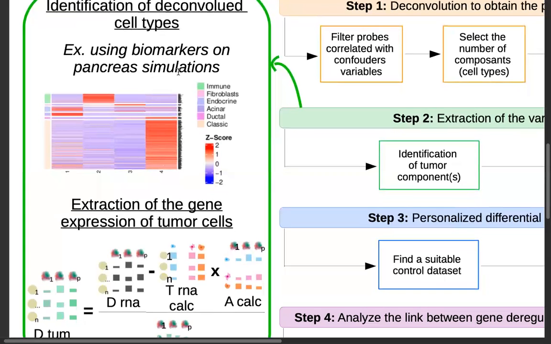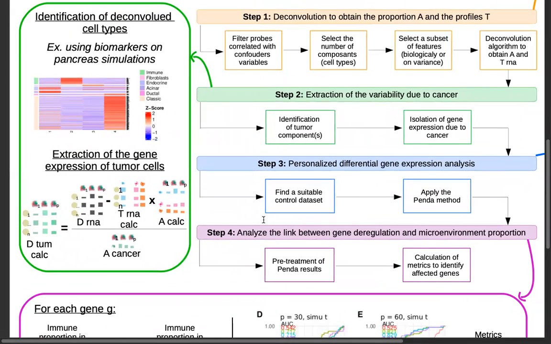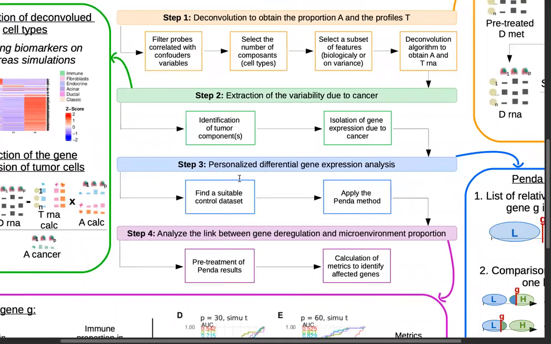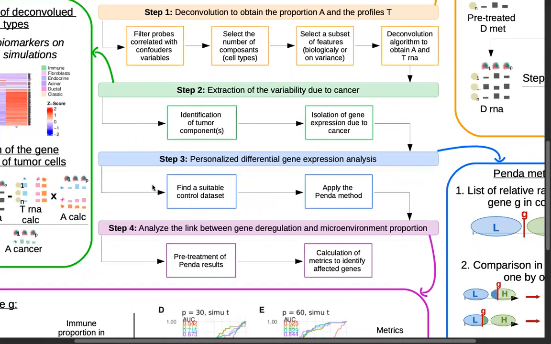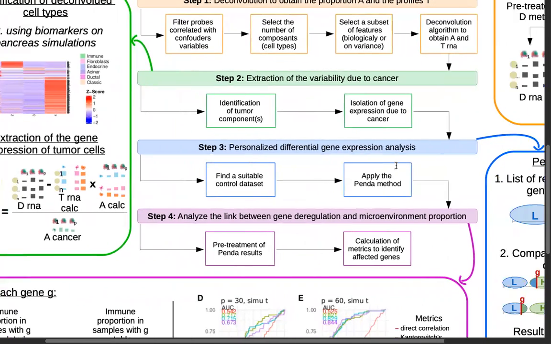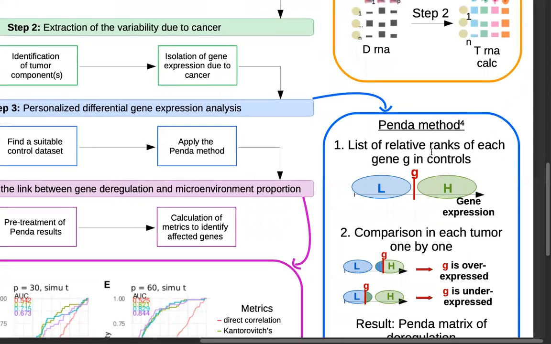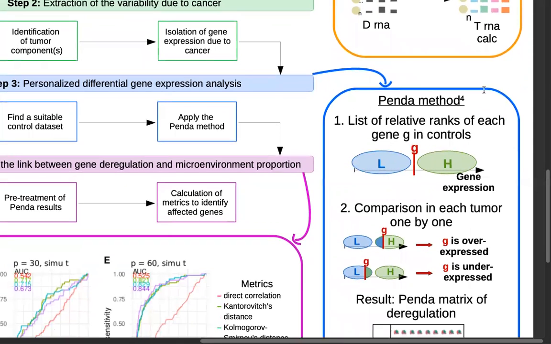Then from this data, we can extract the gene expression of tumor cells, and for this we apply this calculation. And then the next step is to make a personalized differential gene expression analysis on this purified D tumor. And for this we use the PANDA. So PANDA is a method of individual differential analysis, and it's in two steps.